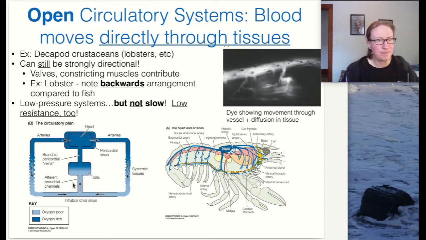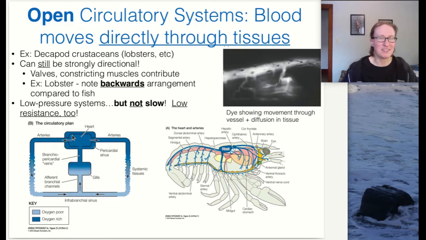So here I've got a circuitry diagram for a lobster's circulatory system. We can start at the heart. The heart will squeeze, it will send blood to arteries. From there, the blood will filter through the systemic tissues. It will return to the interbranchial sinus, so it's not just going every which way, but there is actually a return path. It will pass through the gills, it will become oxygenated, and then will travel back through the heart before again filtering through the tissues again, okay?